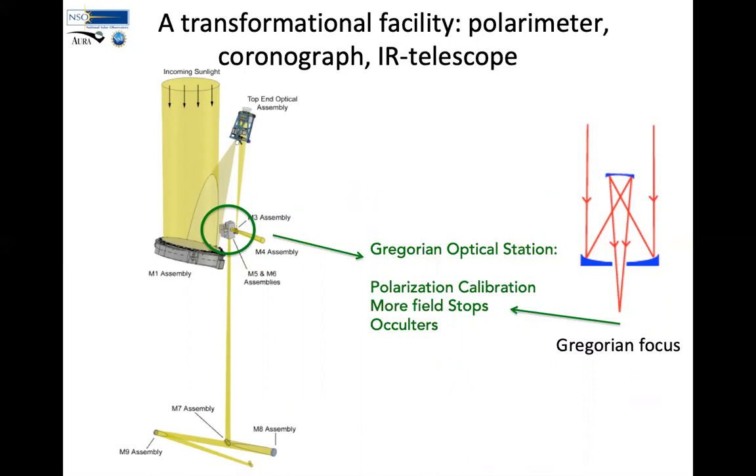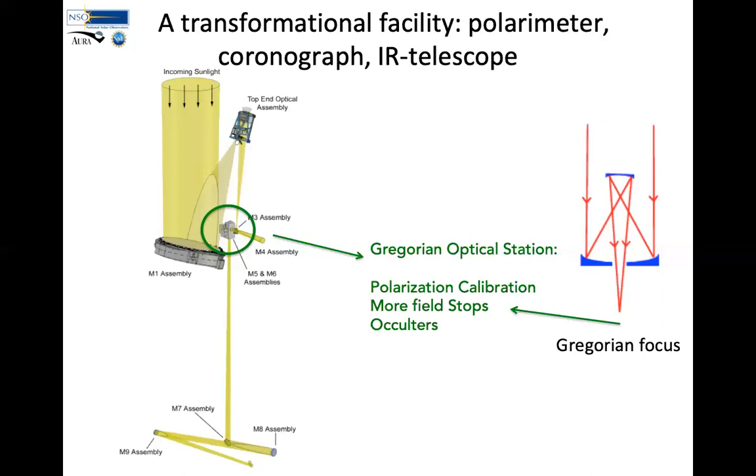You can put more field stops. Back to your question, Maurice. Here you can put further field stops that reduce again the amount of light that goes down.